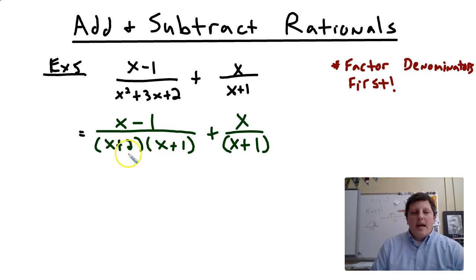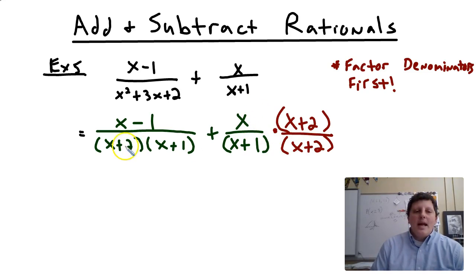Well, the one on the left has the x plus 1 and the x plus 2, but the one on the right only has the x plus 1. So what I'm going to do is multiply the right side by x plus 2 on the top and the bottom. Really, I'm multiplying this by 1 because x plus 2 divided by x plus 2 is 1. But I'm doing it so that I now have like denominators. I have x plus 1 and x plus 2 common in both terms.